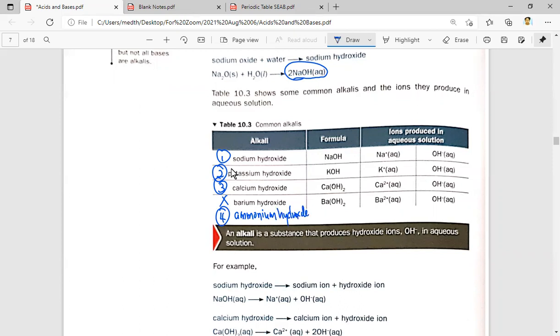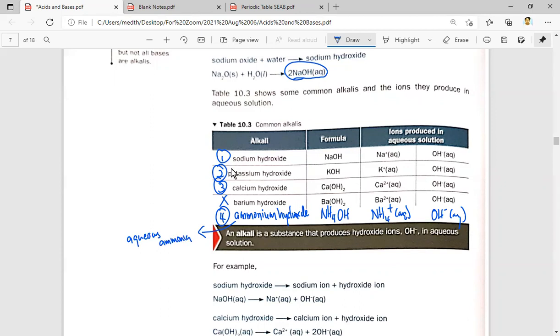Why they don't put it in here is because it is not a metal oxide or metal hydroxide. The formula for ammonium hydroxide is NH4OH. When you put it in water, you get NH4+ and you get OH-. Now, there is another name given to ammonium hydroxide that you'll see quite often, which is aqueous ammonia.